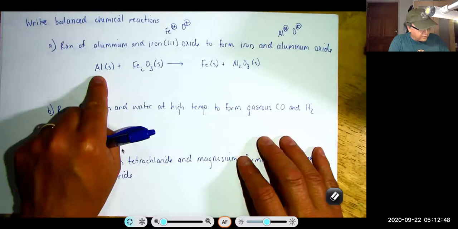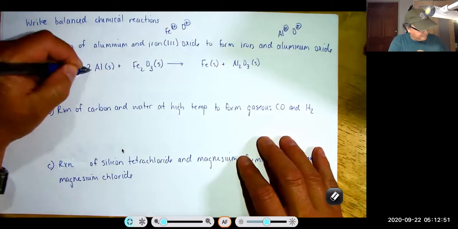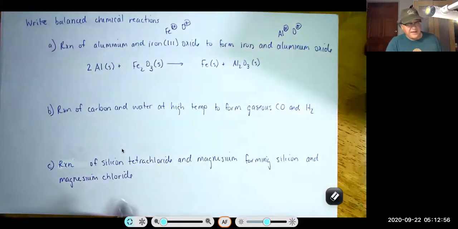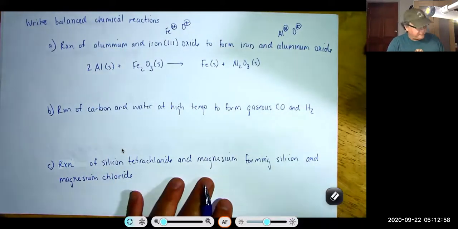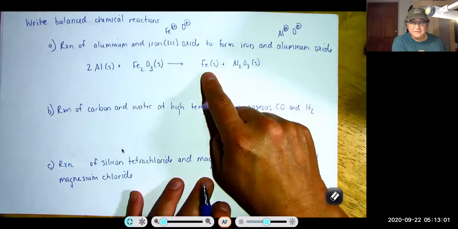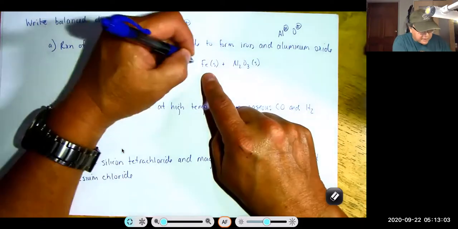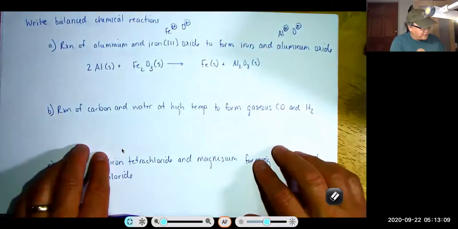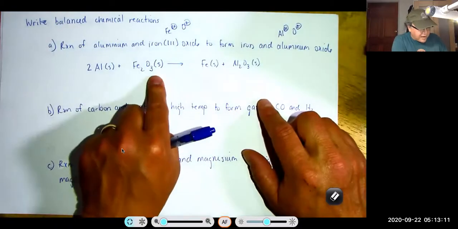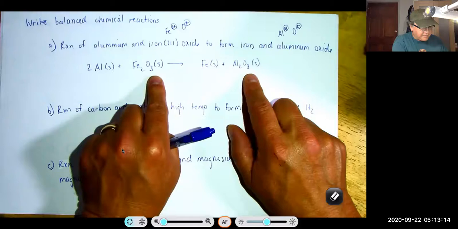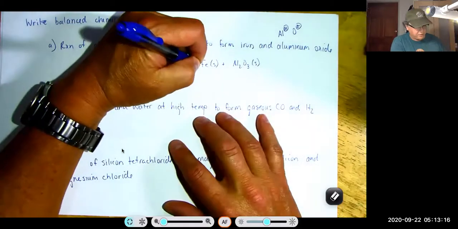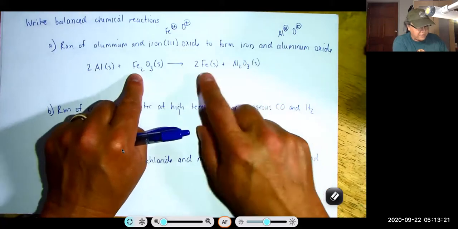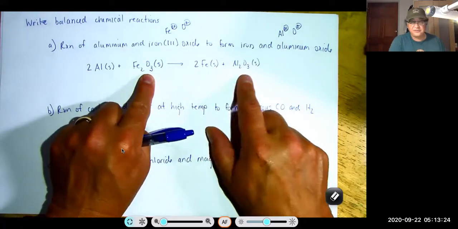1 aluminum, 2 aluminums. I'm going to put 2 here. 2 irons, 1 iron. I'm going to wait on that, and I'll be honest and tell you why. Because I have iron here by itself, and I can always put the number in front of here and change it without affecting anything else. So I'm going to leave that to the end. So I'm going to look here, and I have 3 oxygens and 3 oxygens. And so now I'm going to deal with the iron. I'm going to put a 2 here, and it works out. 2 aluminum, 2 aluminum, 2 iron, 2 iron, 3 oxygen, 3 oxygen. It's balanced.